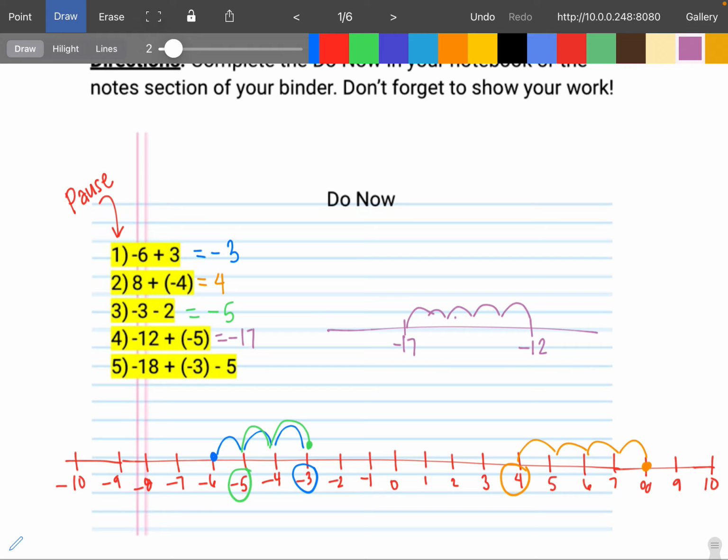And then it's the same thing with -18. We're actually doing 2 rounds of subtraction here, but if you can imagine -18, we're taking away 3, 1, 2, 3, which would bring us to -21, and then we're taking away 5 more, which brings us to -26.